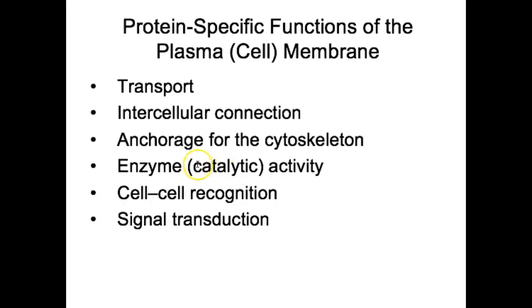Talked about enzymes. Catalytic activity is specific to breaking things down. Cell-to-cell recognition: some of these are going to be something called receptors, and a receptor is a protein in the plasma membrane that receives a chemical signal from other cells or other body parts. And signal transduction, the passing along of signals, is especially true in the neurons, for example, taking an electrical signal, releasing a chemical from the synapse, we'll learn about that later, and that's going to be released through the plasma membrane via a process known as exocytosis.